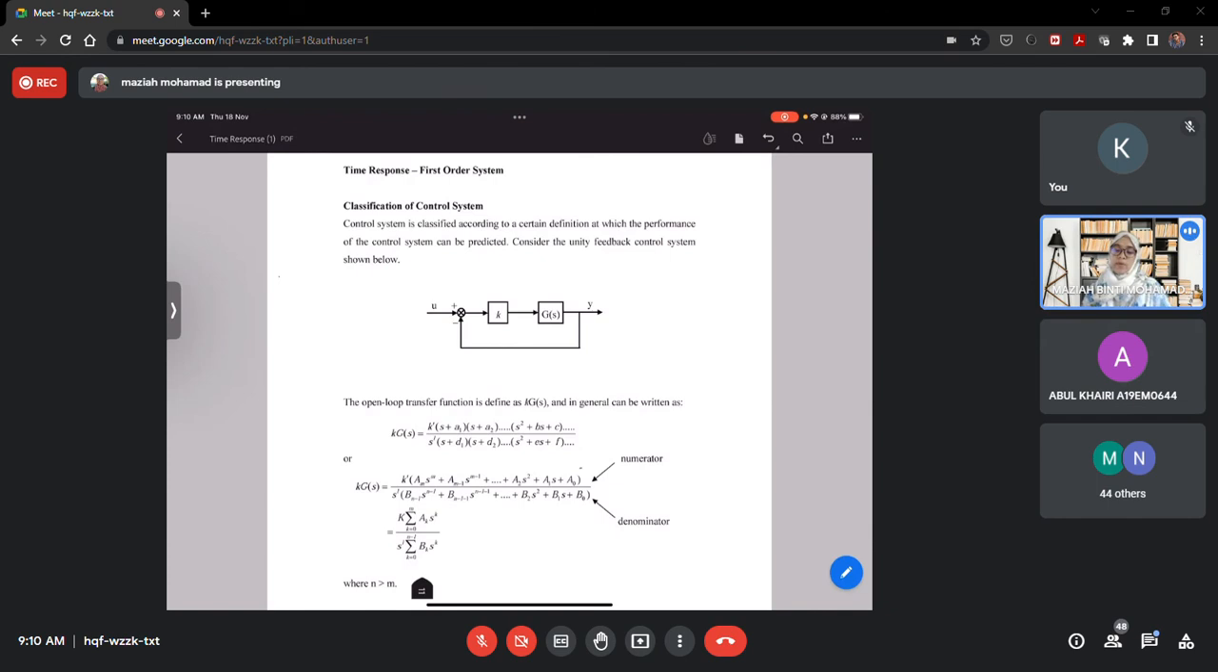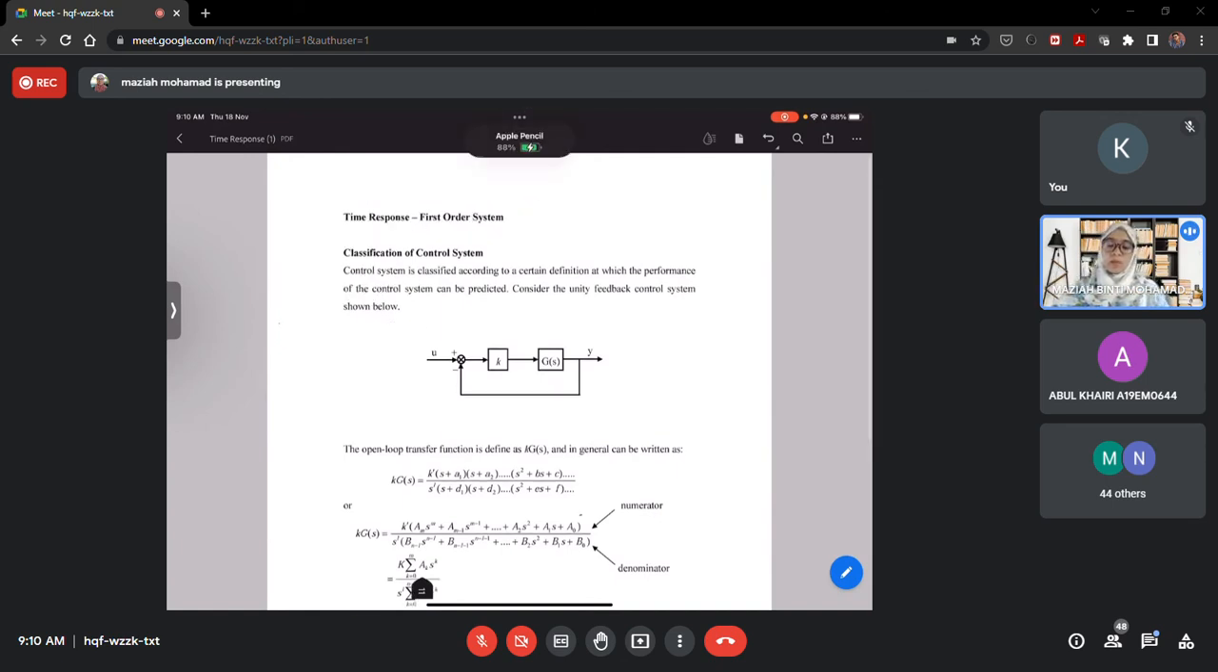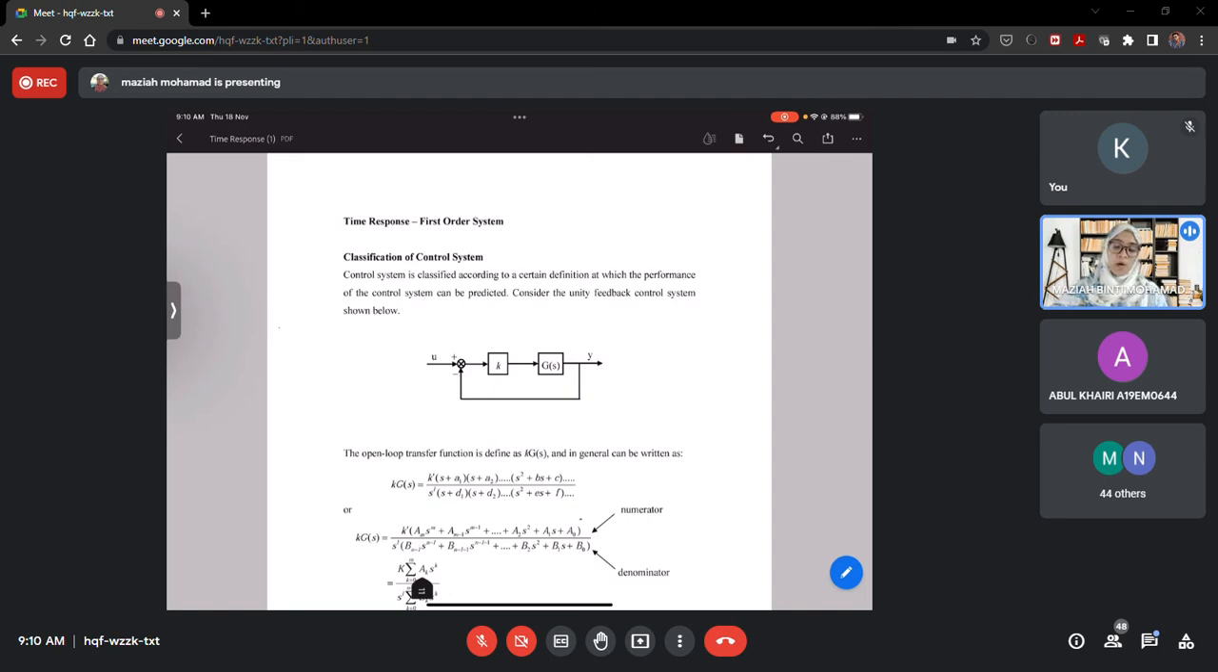Alright, let's start with classification of control system. We do a classification on any control system, because by knowing the class, the group, the type of the control system, we will be able to predict the behavior of the system. So that's why we do a classification.